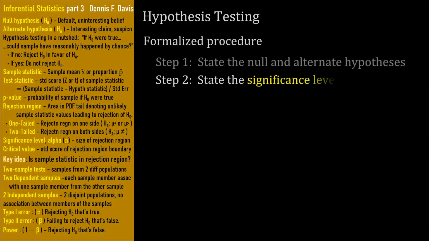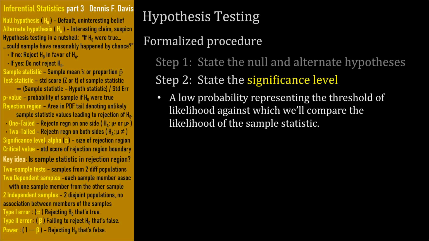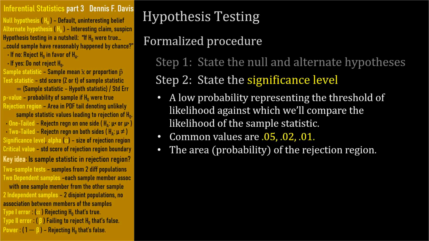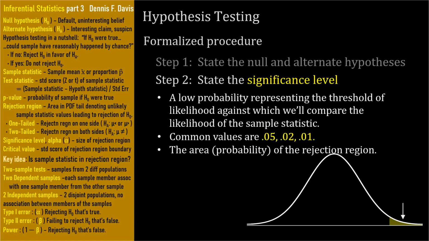Step 2 is to state the significance level, which is a low probability representing the threshold of likelihood against which we'll compare or test the likelihood of the sample statistic. The most common values are 0.05, 0.02, or 0.01. Since they're probabilities, I'll make them yellow to match our memory aid colors. On the sampling distribution PDF, it's the area or probability of the rejection region here. The significance level has the symbol alpha, so we can label the rejection region as alpha.